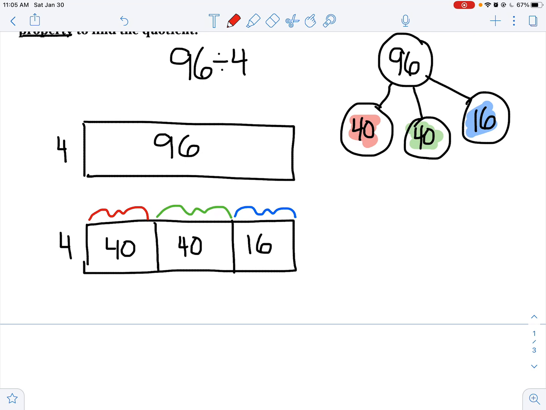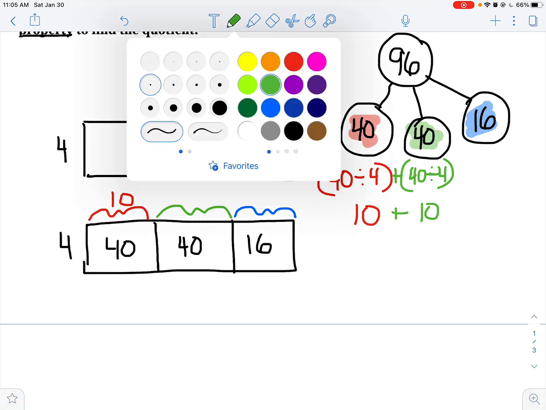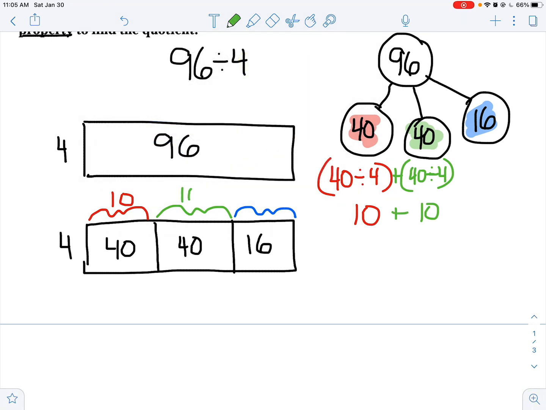We've got the 40 divided by 4, and we know that's going to be 10. Now we've got our green part. That's also going to be 40 divided by 4, which is 10. Sorry, trying to write small, guys. And then I'm going to do my blue part. Put my 10 here.